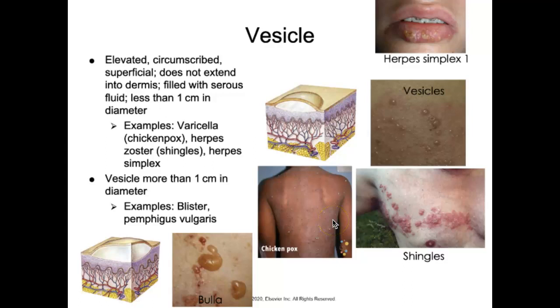Also people who have the herpes zoster virus, which can erupt later in our life and cause shingles, and also herpes simplex. So here's a case of herpes simplex 1, and we also have examples of a bulla, and in this case it's larger than 1 centimeter in diameter, and a bulla is a large blister that contains serous fluid. Other examples would be blisters in pemphigus vulgaris.